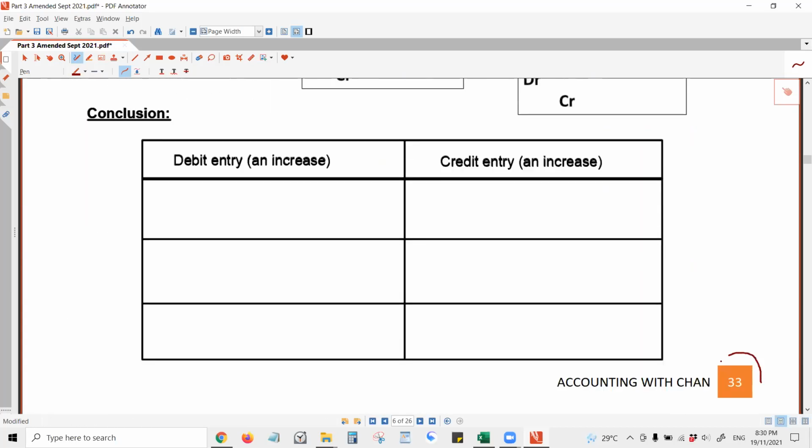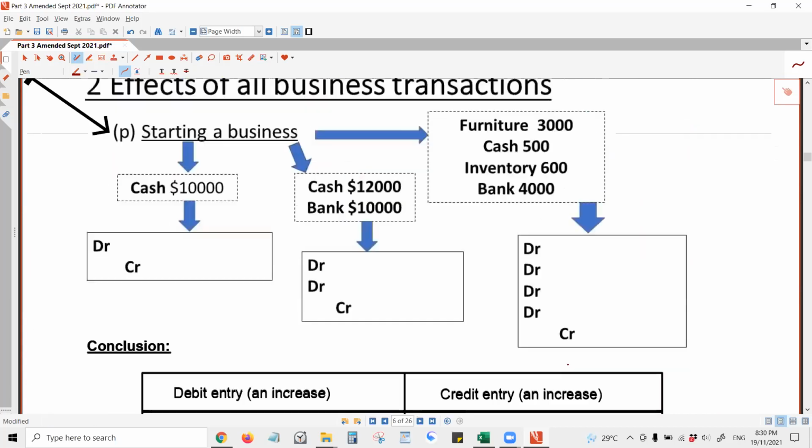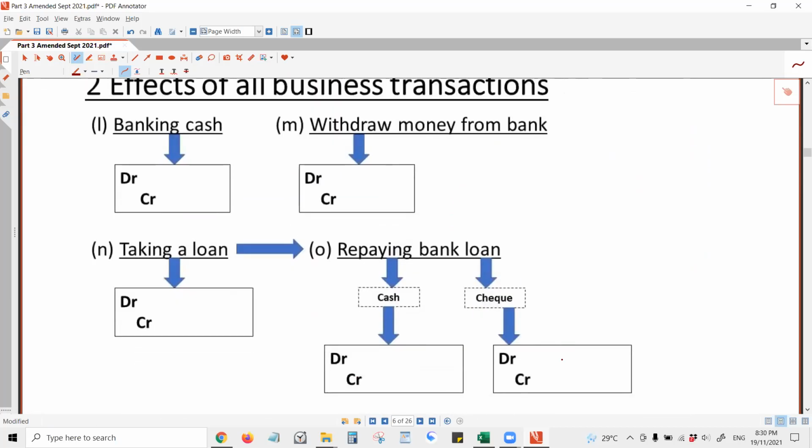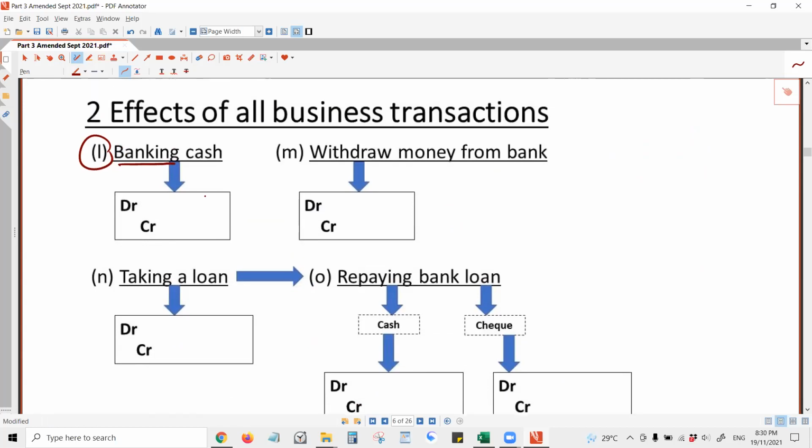Page 33. Look at transactions L, M, N, O, and then lastly, transaction P. Look at transaction L first. Banking cash. Banking cash means you are putting cash into the bank. So is it personal cash here? No, it's not personal cash. It is business cash.